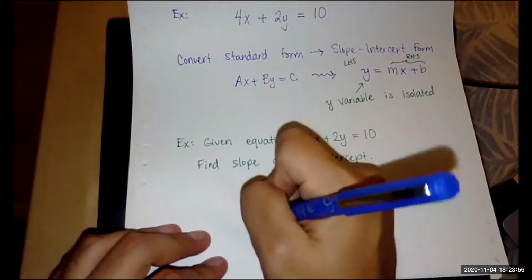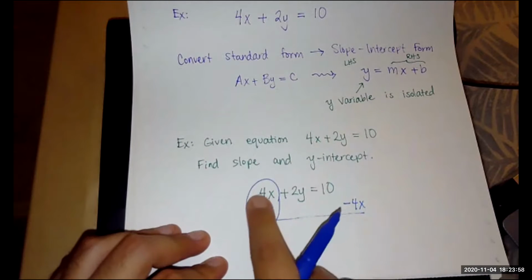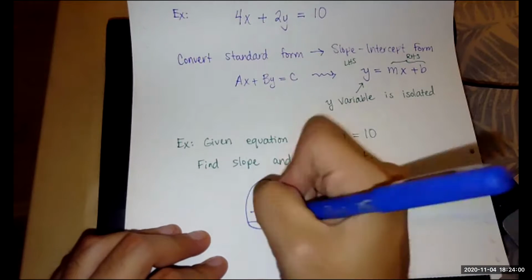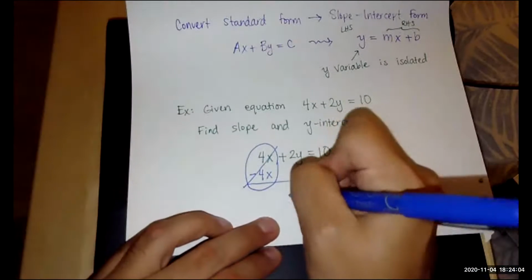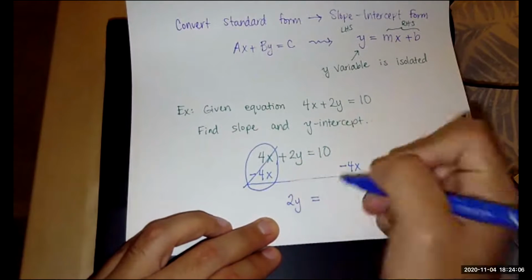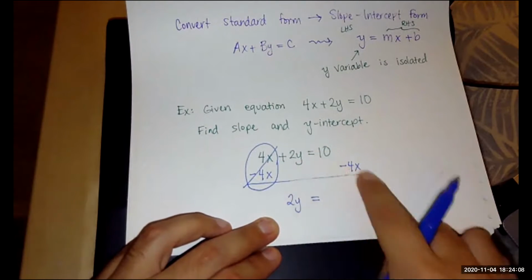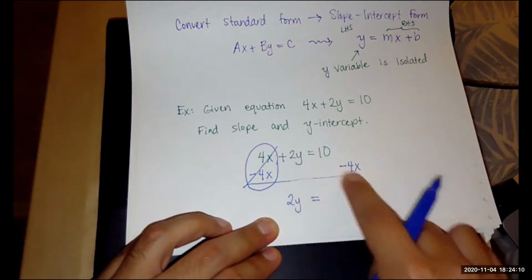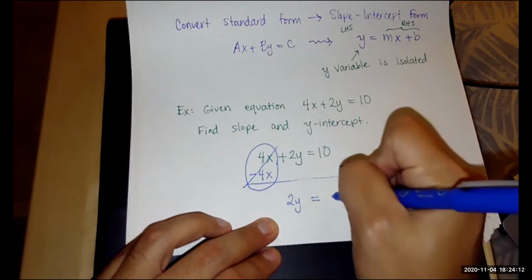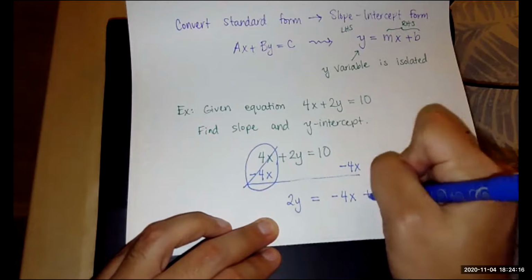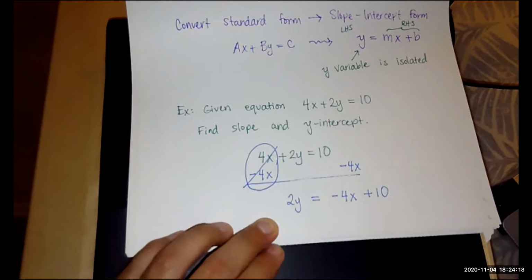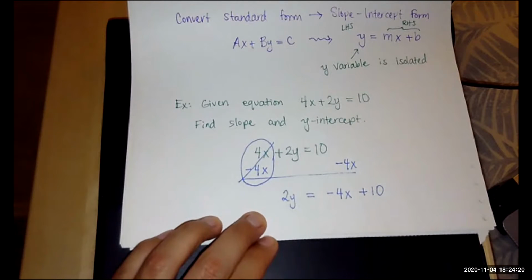I can take 4x away from 4x because if I had 4 apples and I took away 4 apples, then that would be 0. And I would be left with 2y is equal to, and we want to put this in slope-intercept form. So let me put the negative 4x first. And since this is a positive 10, I'm going to put plus 10. Does that confuse anybody or is everybody on board with that?